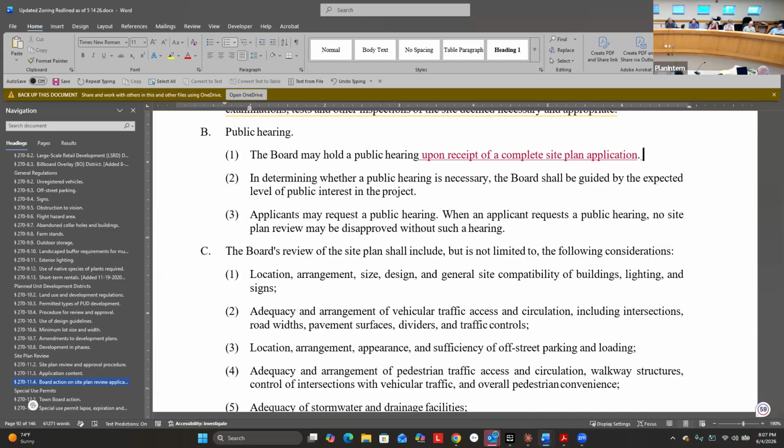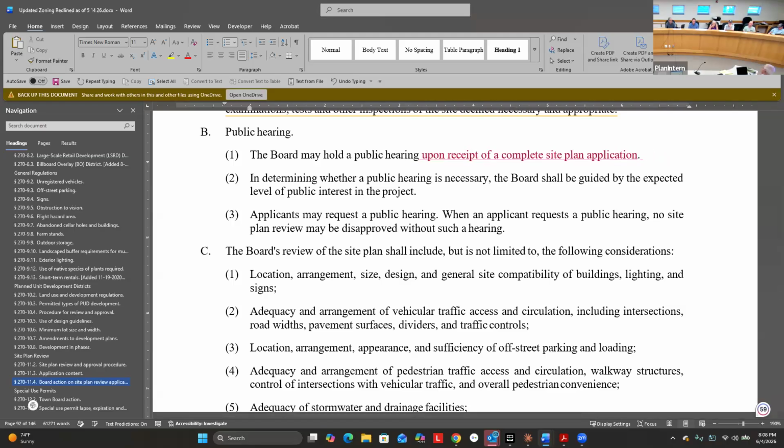But wouldn't that be covered in the special use permit section? Right. This is the site plan review. So this is saying that the board may hold a public hearing upon receipt. I would say, period. At the board's discretion. Just say at the board's discretion, it may hold a public hearing. All right, public hearing at the board's discretion.